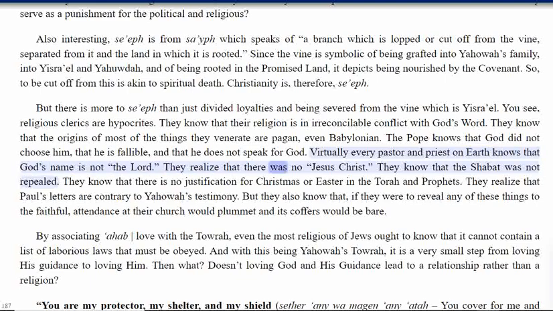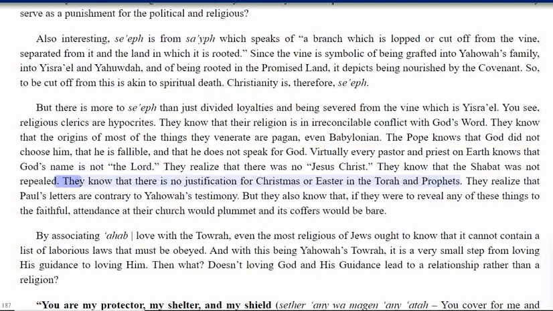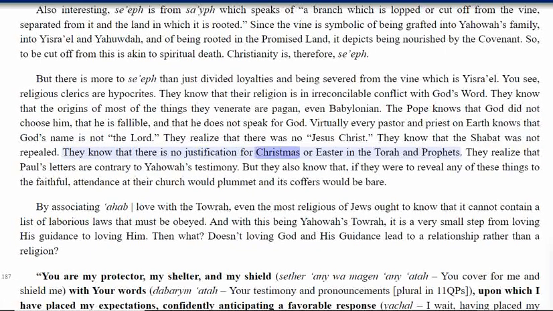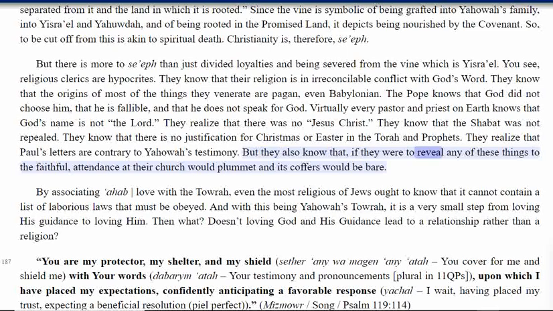They realize that there was no Jesus Christ. They know that the Shabat was not repealed. They know that there is no justification for Christmas or Easter in the Torah and prophets. They realize that Paul's letters are contrary to Yahowah's testimony. But they also know that, if they were to reveal any of these things to the faithful, attendance at their church would plummet and its coffers would be bare.